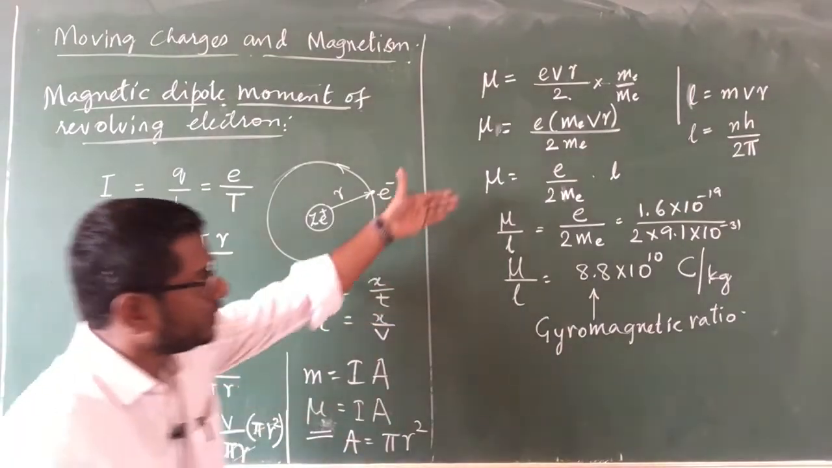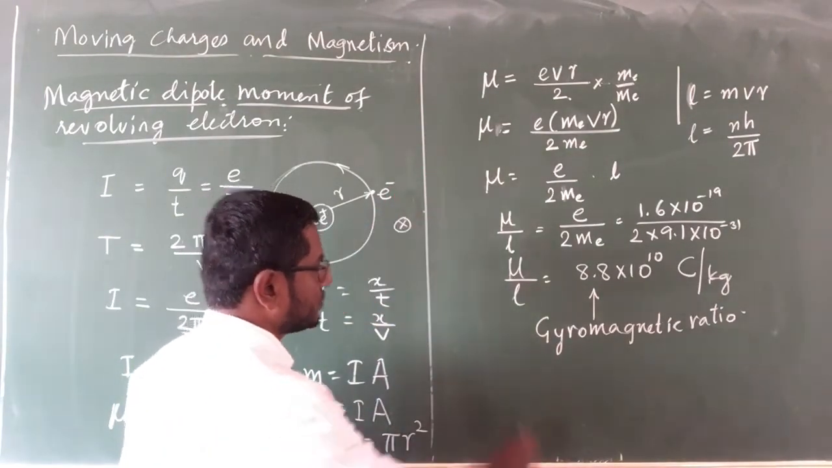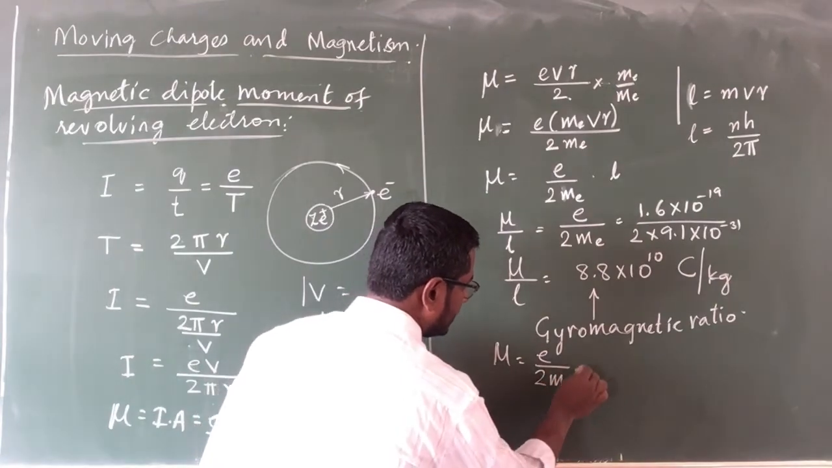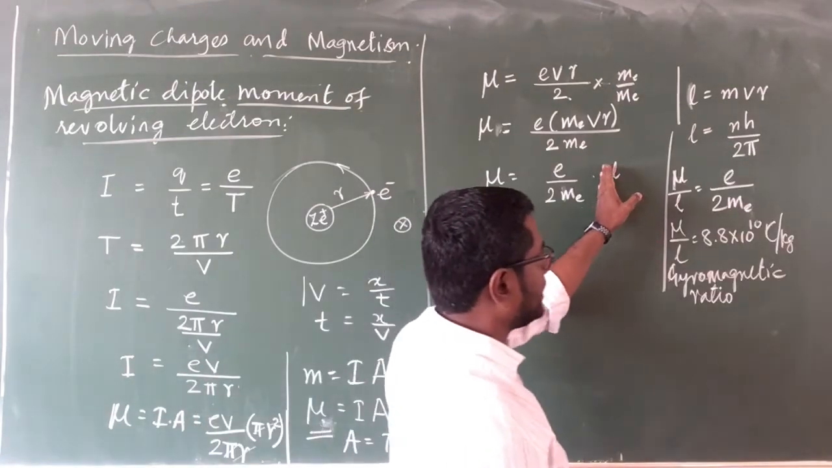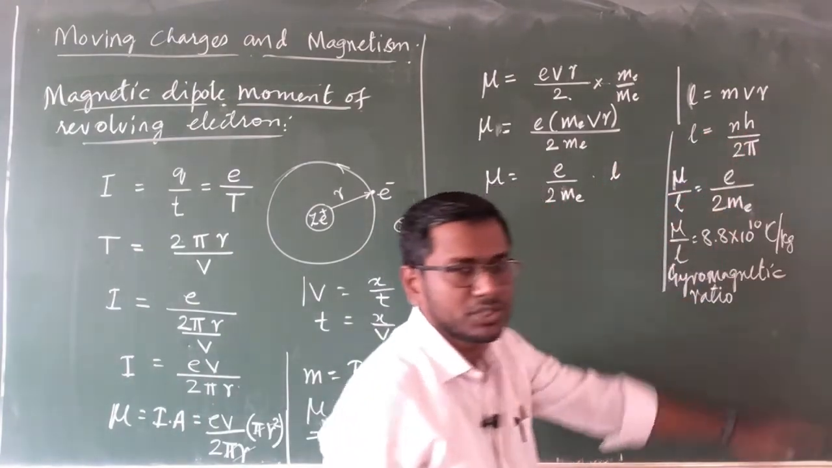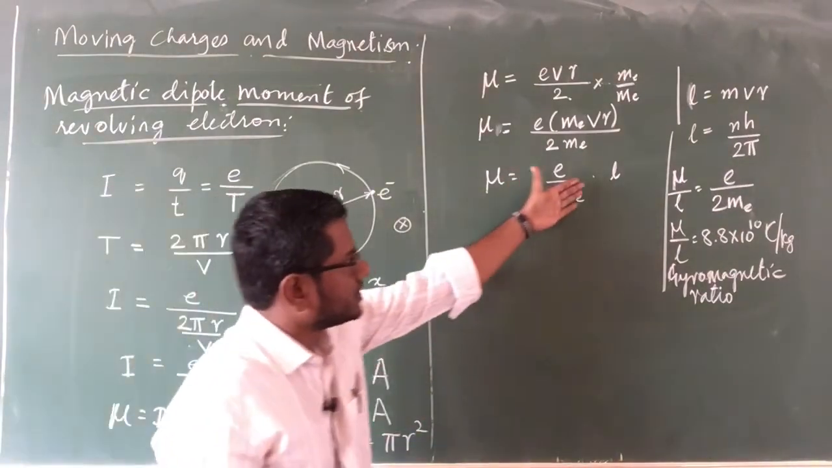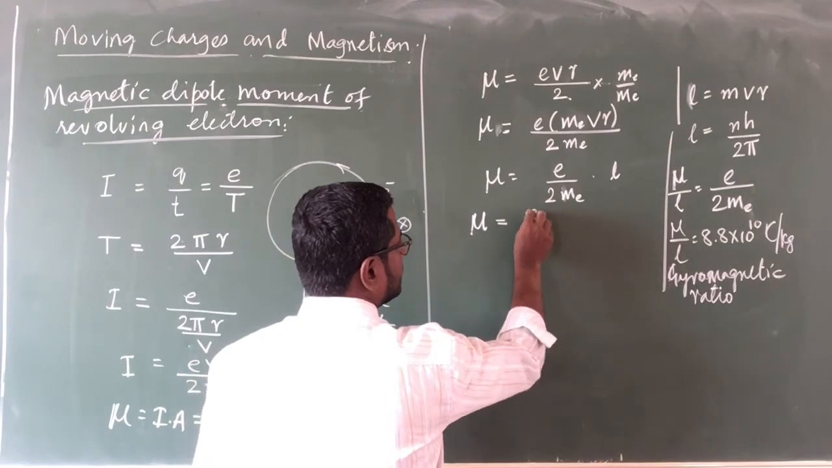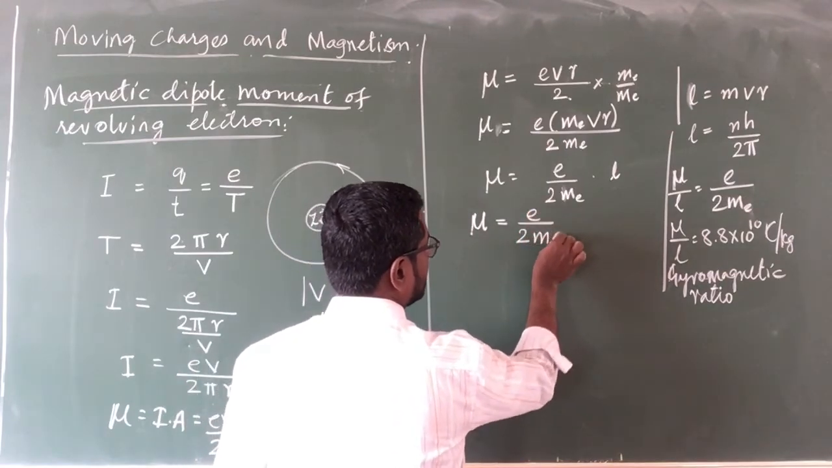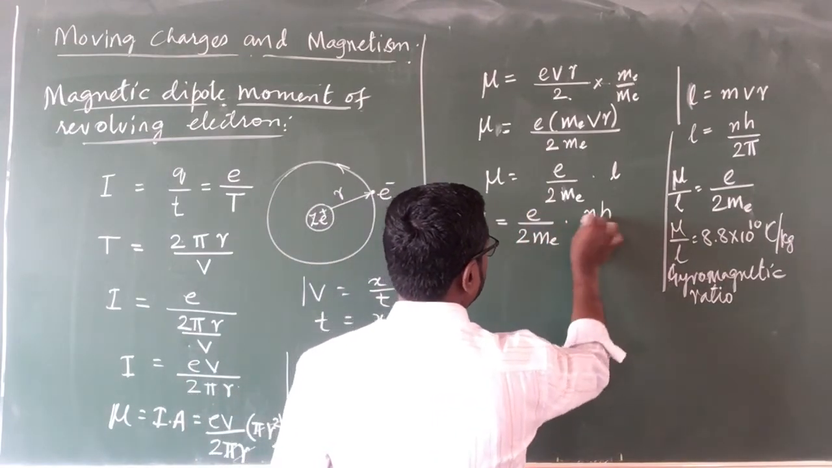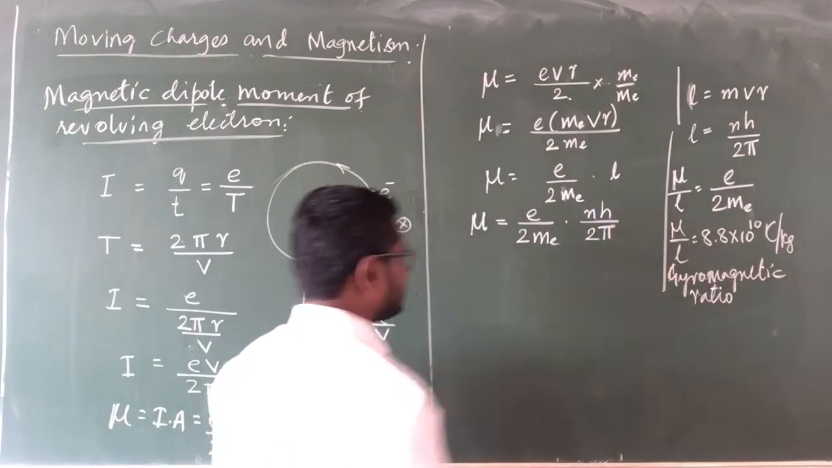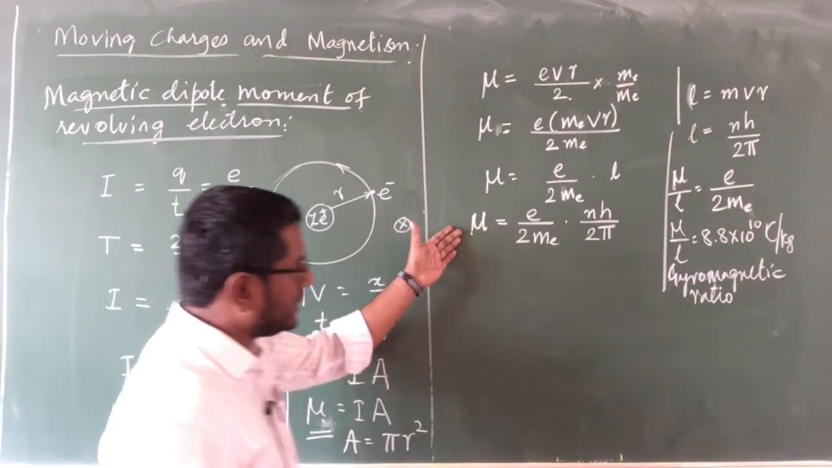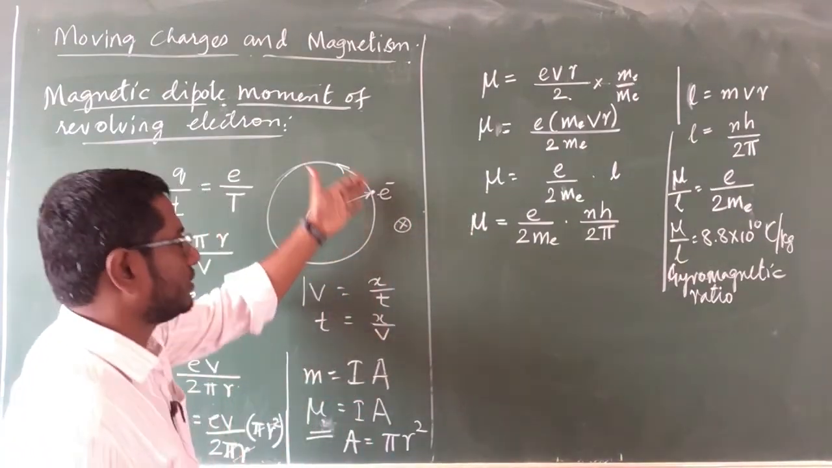Gyromagnetic ratio. I'm continuing with the same step again, going back. So it will be μ equals e divided by 2me into L. I just write it down separately. I can use this equation from Bohr's second postulate and substitute it here in the place of L. So what I'm going to get here is μ equals e divided by 2me into nh divided by 2π. Now I have the general equation for the magnetic dipole moment of an electron in the orbit.